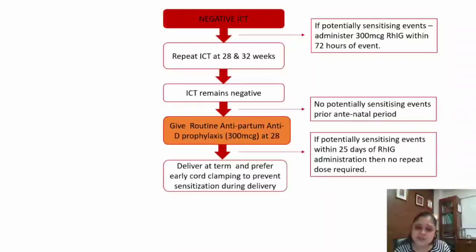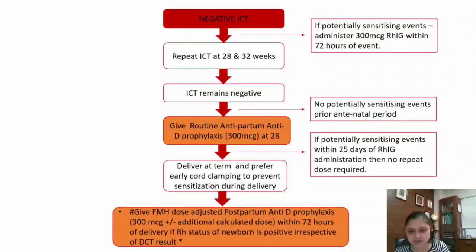And we are going to deliver it at term, and in this we will prefer early cord clamping in order to prevent sensitization during the delivery. It is very important to take note that after administration of antepartum anti-D prophylaxis at 28 weeks, within a span of 25 days, if any potentially sensitizing events happen to occur, then no repeat dosage should be administered to the mother. Now let us see what dose should be administered postpartum.